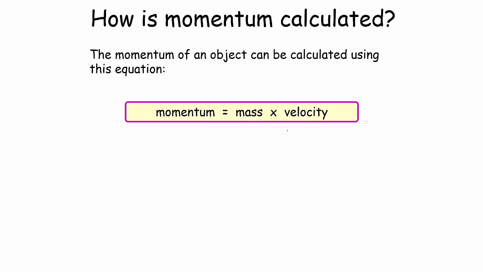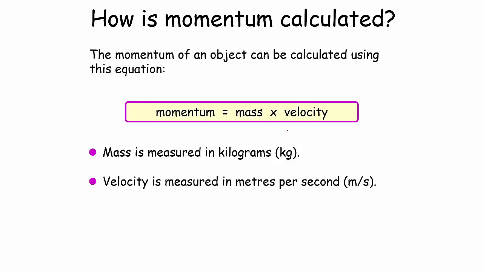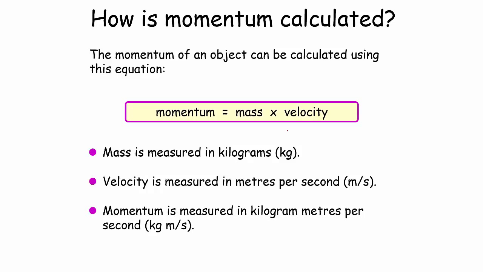The units that we use here that are standard, mass is in kilograms and velocity we use meters per second. Subsequently, the unit that we get from putting those together is kilogram meters per second. So it's a bit of a mouthful as a unit, but it is important to make sure that you're comfortable in quoting momentums in these terms.